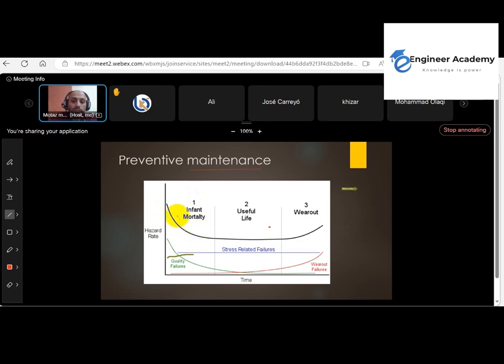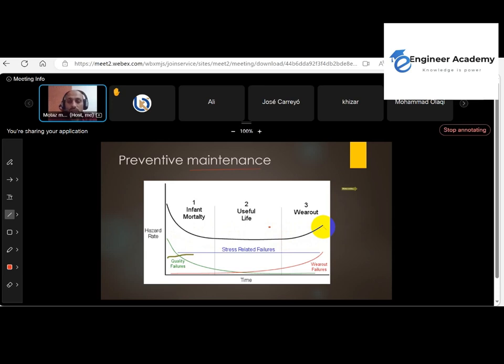After we finish and solve all of the issues at the beginning, we found that the rate is very low, and that's what we call the useful life. The equipment is running at this low level of hazard after we solved all the starting issues. And finally, after this time, we found the failures start due to wear out, or fatigue.